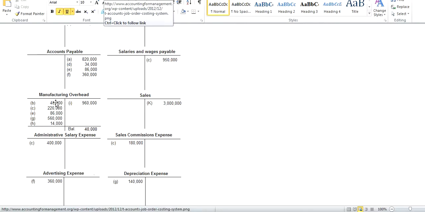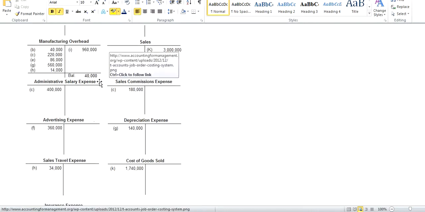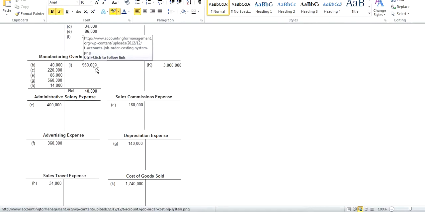So the indirect material, the indirect labor, the utility cost, the depreciation, the insurance, okay? So these are the actuals on the left, on the debit side. These are our actuals. And then on the right, on our credit side, was our application based on the rate that we determined. We end up with a $40,000 credit balance.